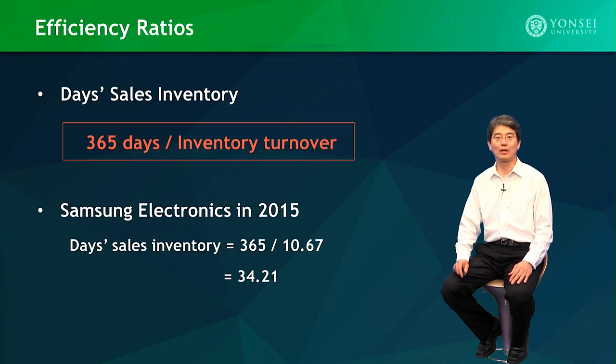If we know we turned our inventory over 10.67 times during the year, we can immediately figure out how long it took us to turn it over on average. The result is the average days sales in inventory, which is 365 divided by inventory turnover. The days sales inventory of Samsung is 34.21. This tells us that, roughly speaking, inventory sits 34 days on average before it is sold.